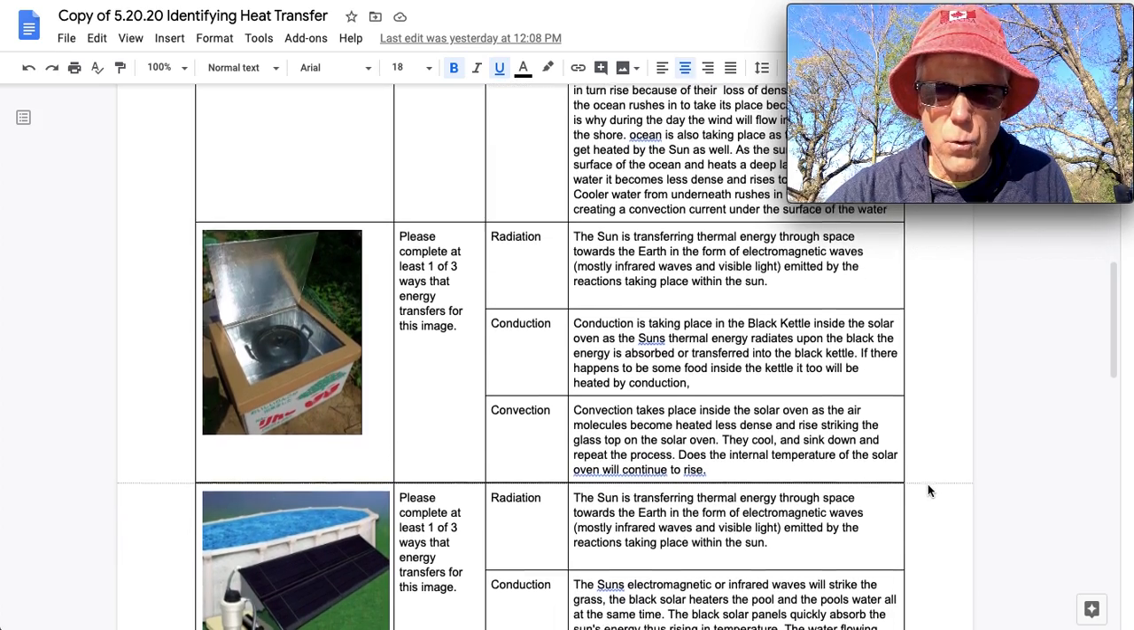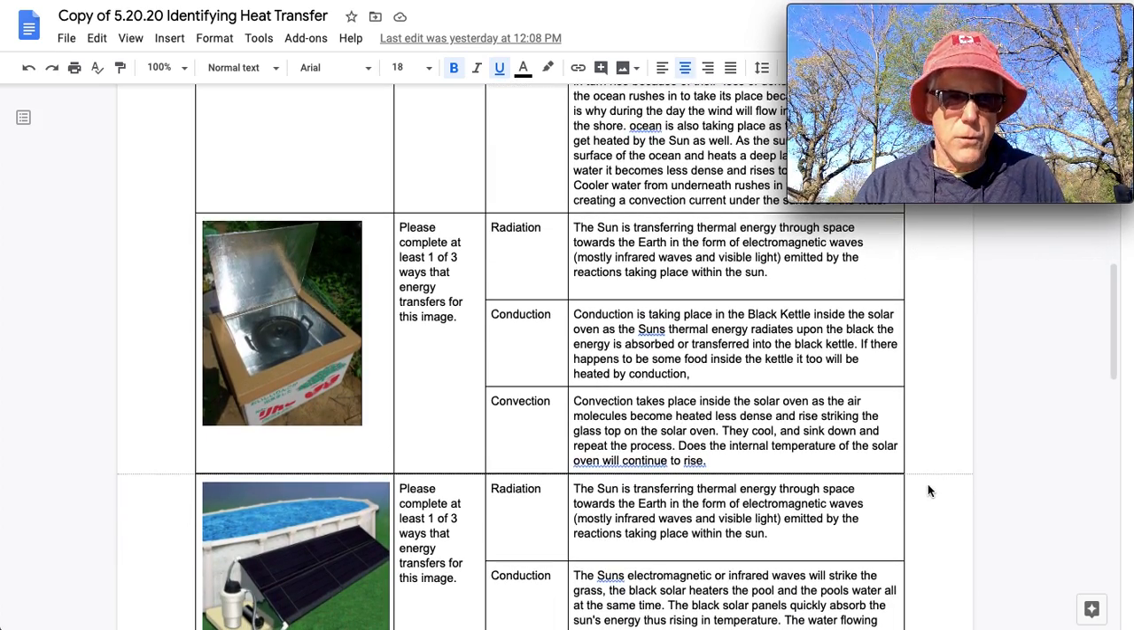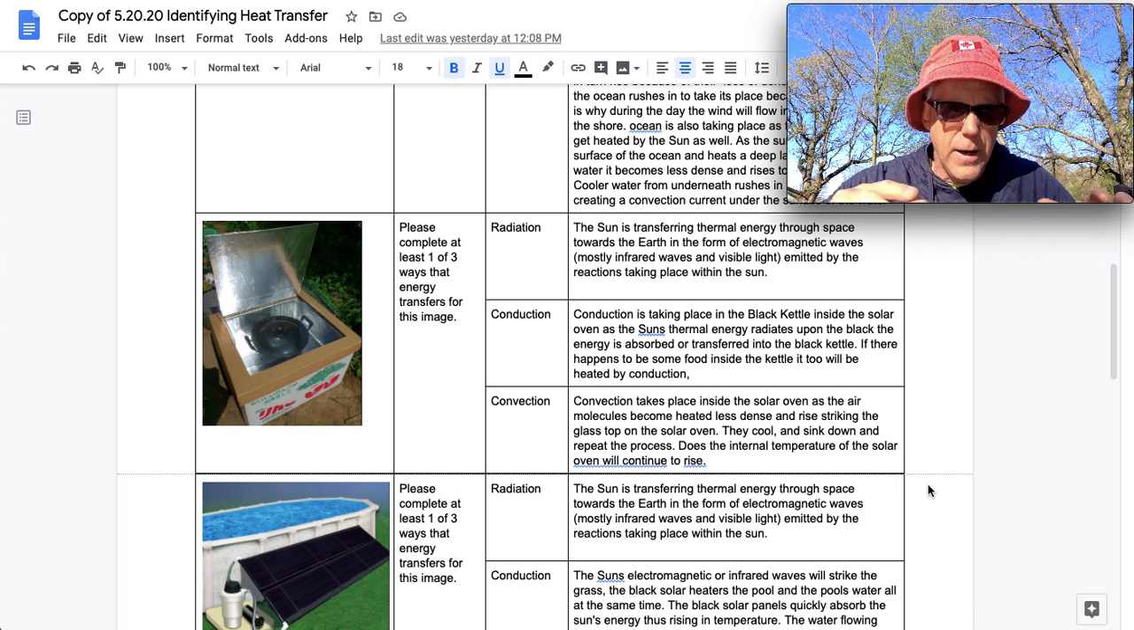The next one is a solar oven. So we've got the solar oven. There's a piece of glass over it. You can't really see it over the top of that, lined with aluminum foil, and there's a black kettle inside.